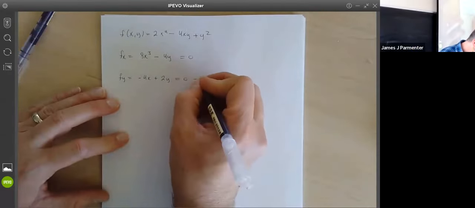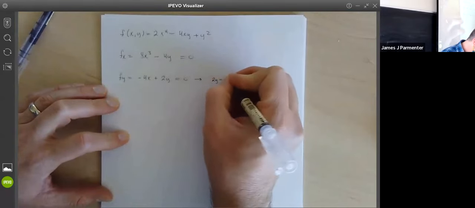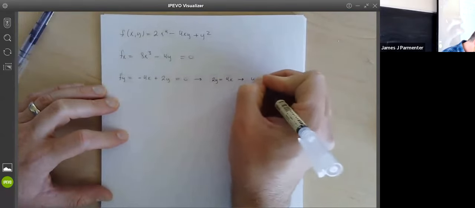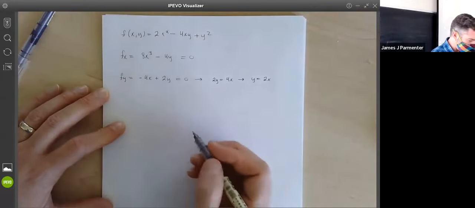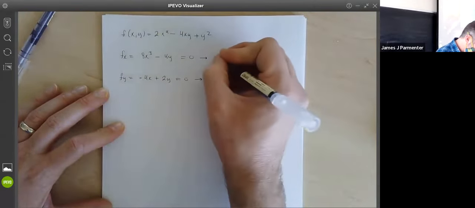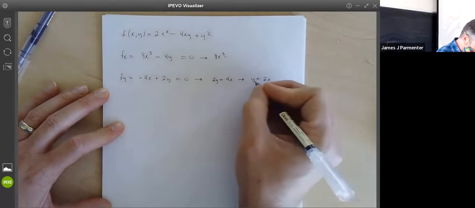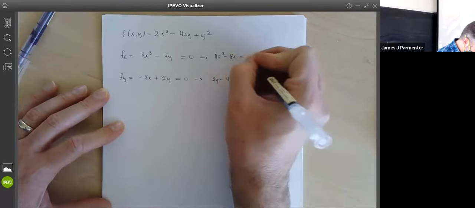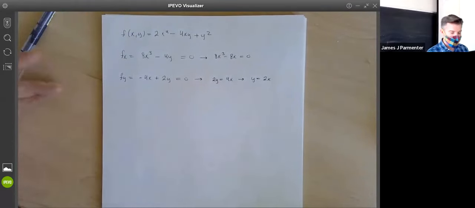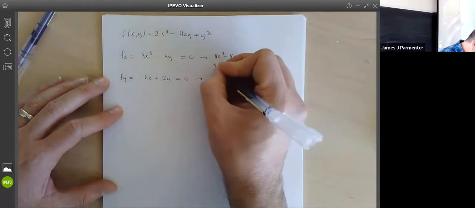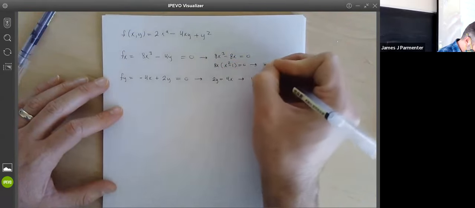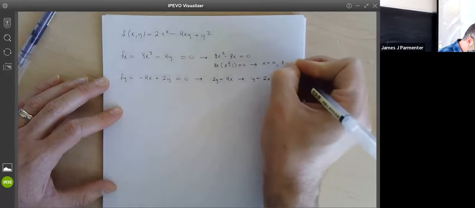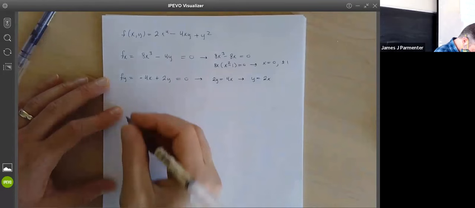Using this one, I'm going to say 2y equals 4x, so y equals 2x. Again, I still don't have any critical points, but I know how x and y have to be related. I'm going to plug that into the equation over here. So that becomes 8x cubed minus 4 times 2x, which is 8x, equal to 0. Then I can factor: 8x times (x squared minus 1) equal to 0. So I'm going to get three values, x equal to 0, plus or minus 1.